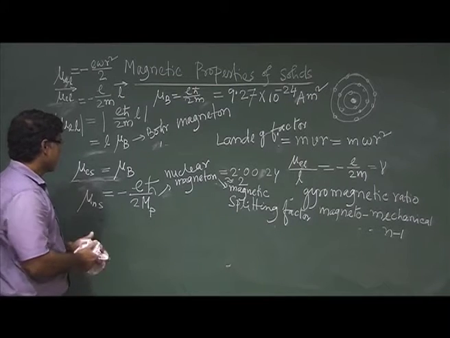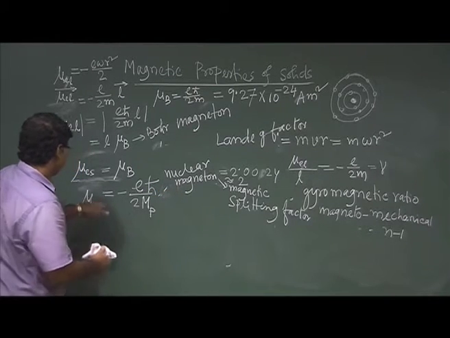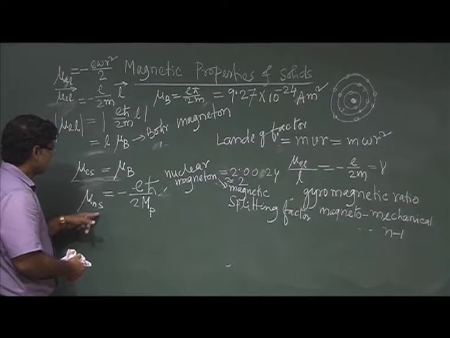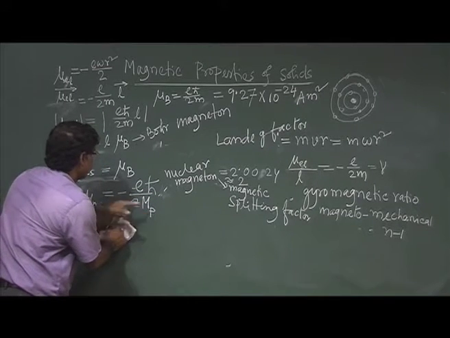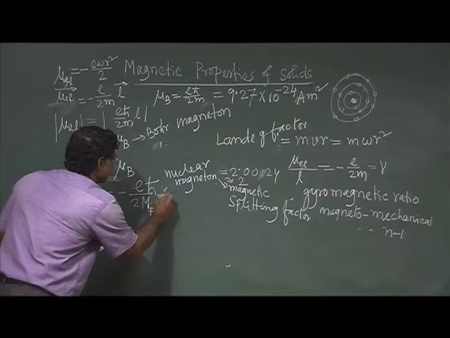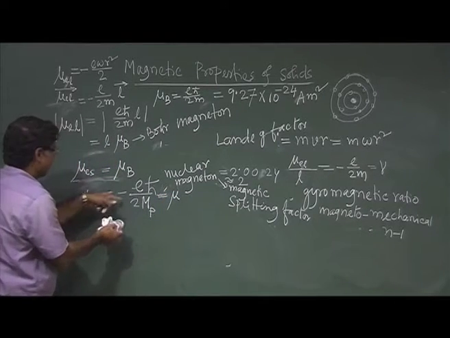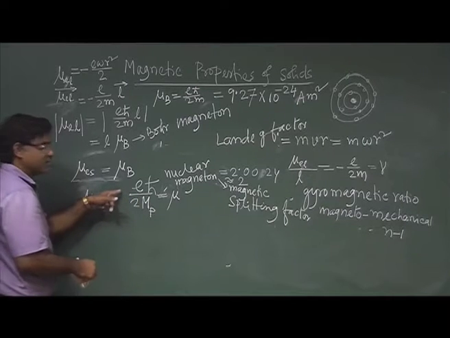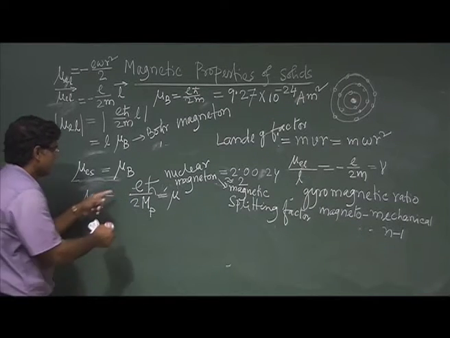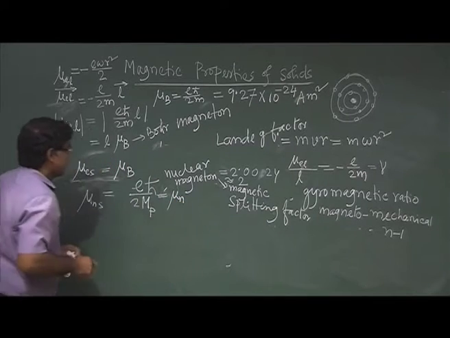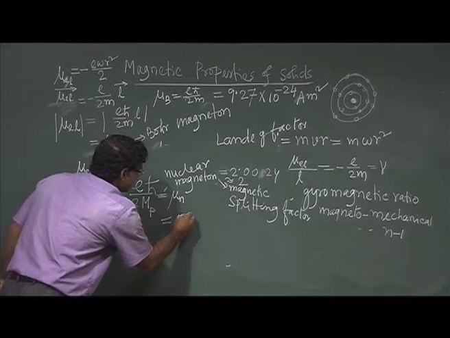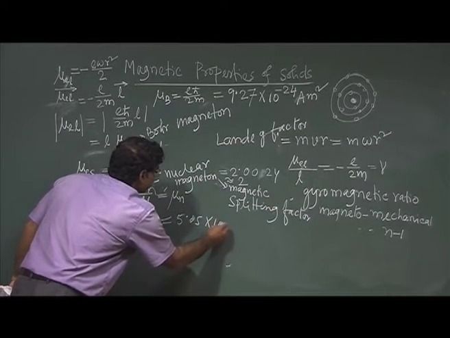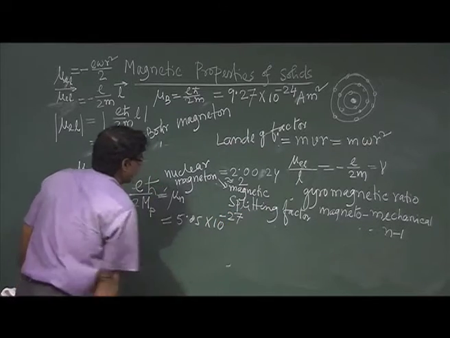Okay, the nuclear magneton, and that value is μ_N, equal to eħ divided by 2m_p. So, I am writing μ, for magnitude, and the minus sign comes for direction. So, this we write as μ_N. Its value is 5.05 × 10^-27 ampere meters.